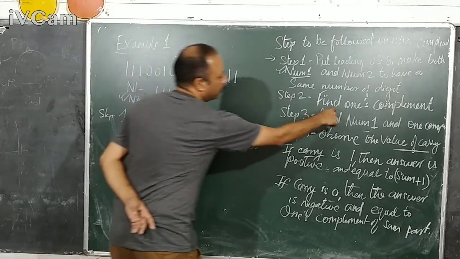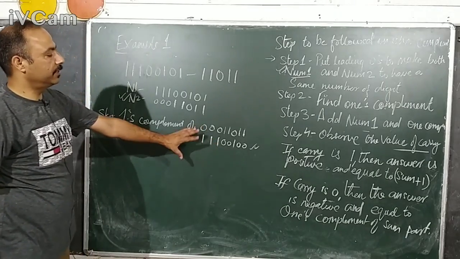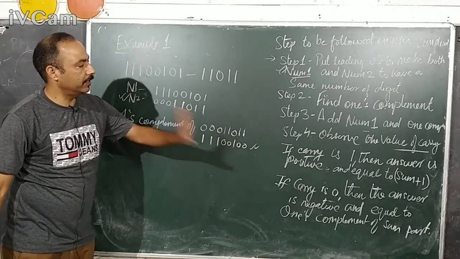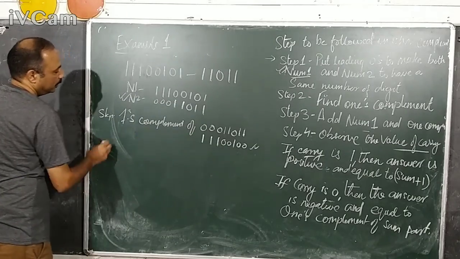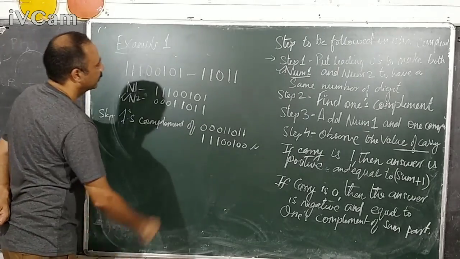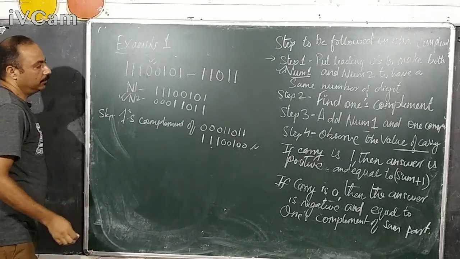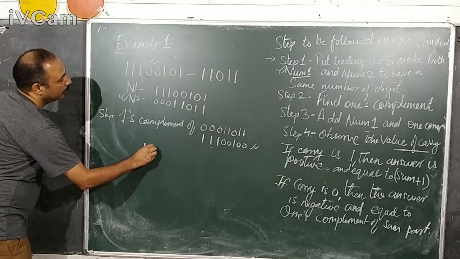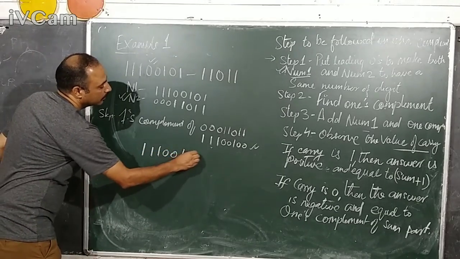To find the complement, we just have to reverse the digits. If it is 0, you make it 1. If it is 1, we make it 0. So in the third step, we have to add the first number with this complement: 1 1 1 0 0 1 0 1.